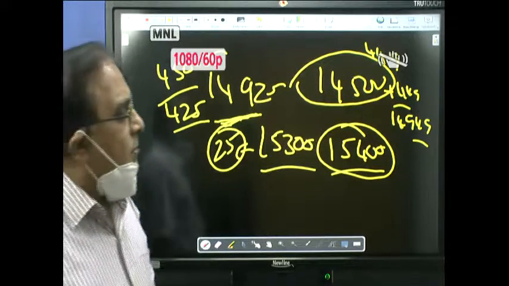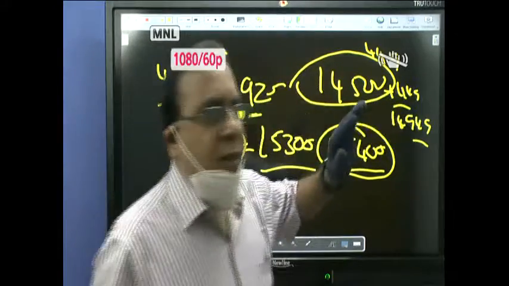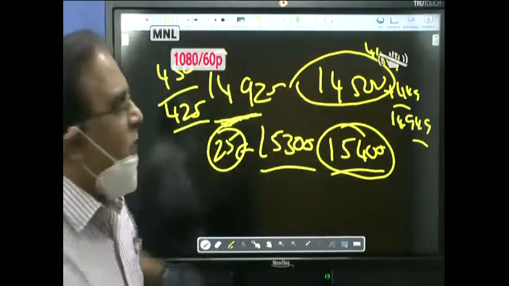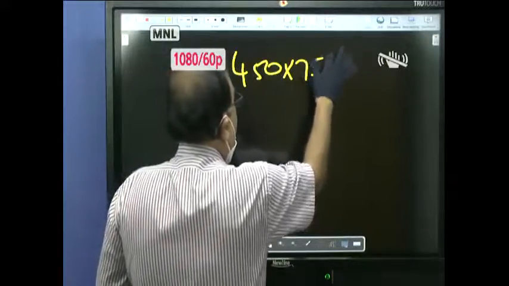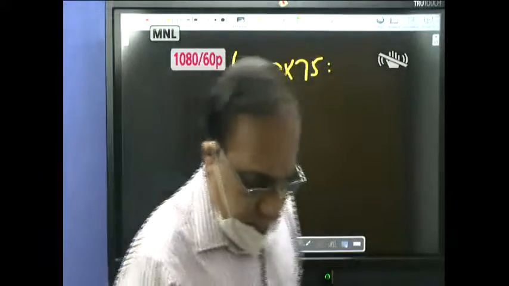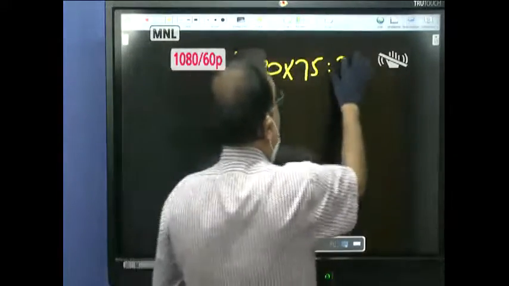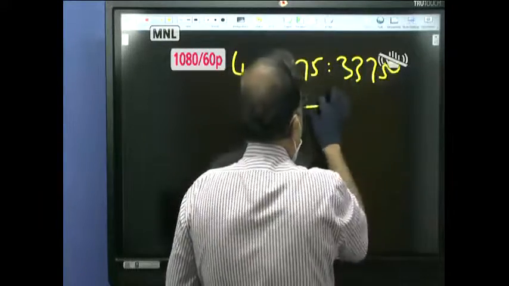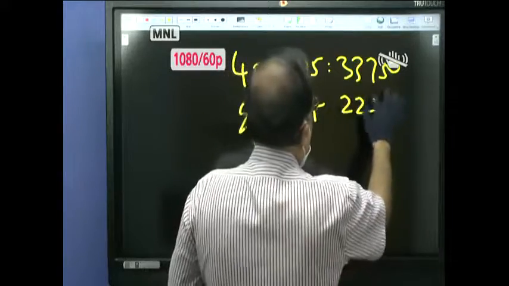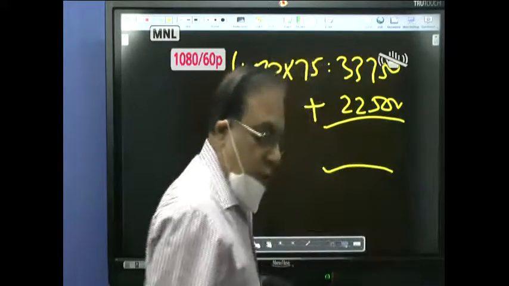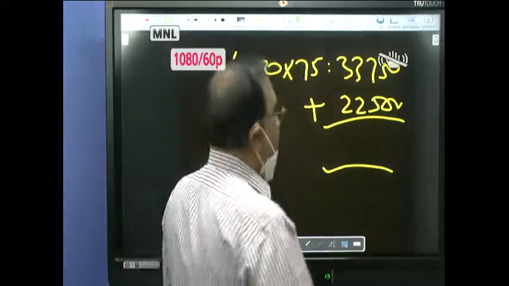Now, what is the premium that you are paying? Net premium, you leave it. From the margining point of view, you will pay the buy side premium, which is 449, or let us say 450 rupees. So 450 into 75, that is 33,750, plus exposure margin, which is 22,500, let us say. So 33,750 plus 22,500 is 56,250.